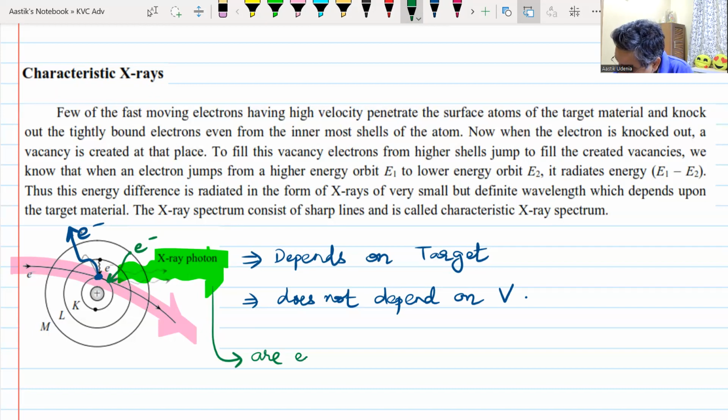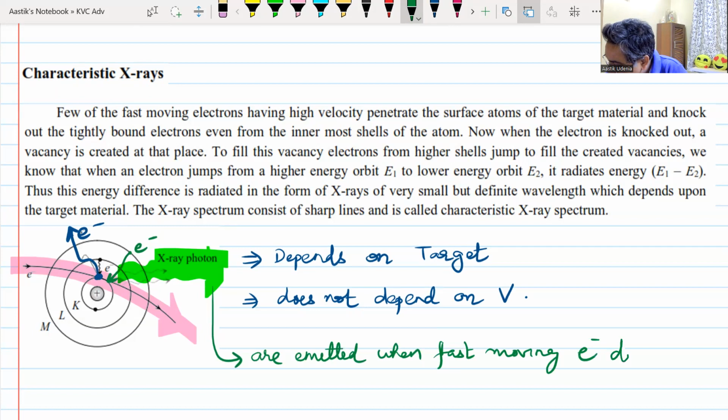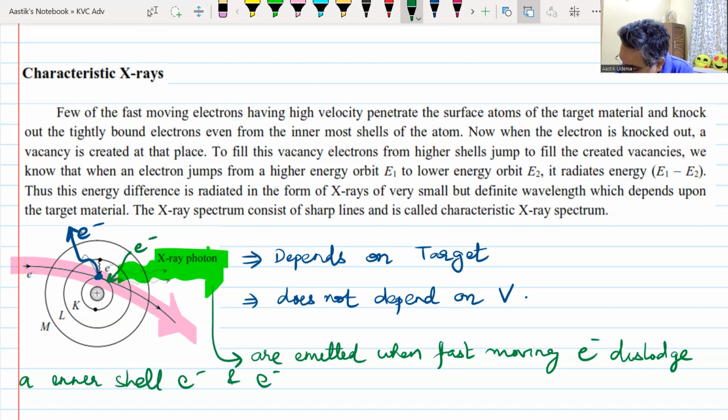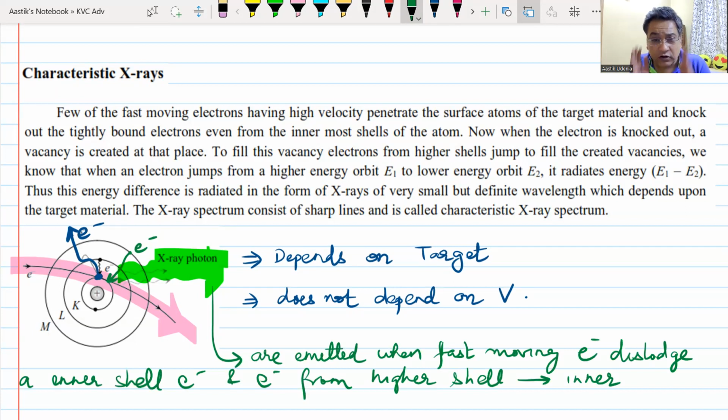When are these characteristic X-rays emitted? When the fast moving electrons dislodge an inner shell electron, and electrons from a higher shell move towards the inner shell. Do we understand this? This is all that you need to understand.